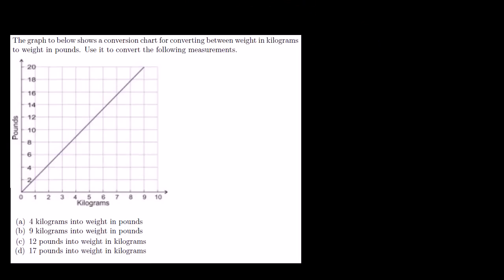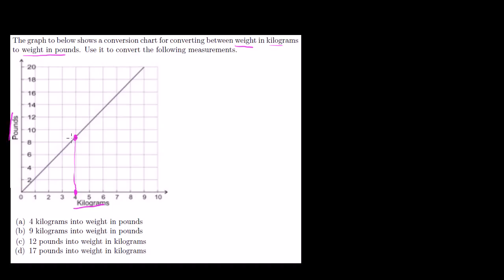Now let's do this one where we'll do a little bit of reading a graph. The graph, I think it said use the graph below. Oh, the graph below shows a conversion chart for converting between weight in kilograms and weight in pounds. Use it to convert the following measurements. So we have kilograms here and pounds here. So they want 4 kilograms into weight in pounds. So if we look at this right here, 4 kilograms is right there. And we just follow where the graph is.